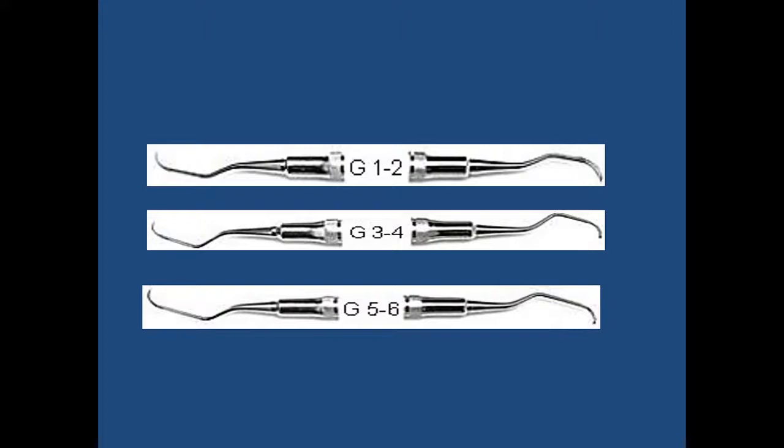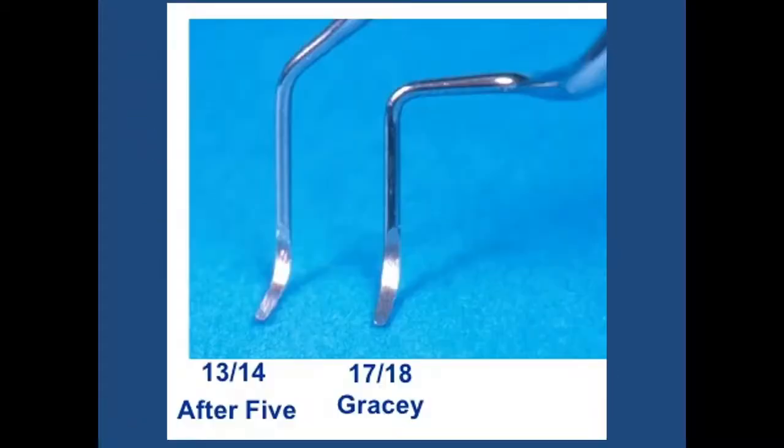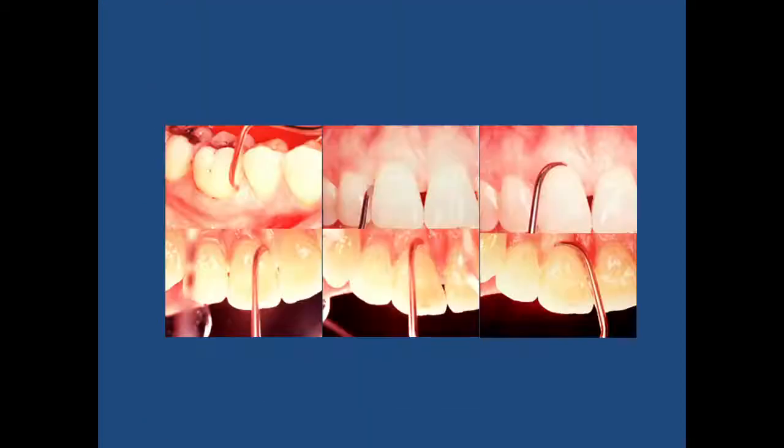When we identify any instrument, we will say it like this: it is the 1 and 2 Gracey curette for curettage of all surfaces of the anterior teeth. Okay, for example, 9 and 10. Yes, the 9 and 10 Gracey curette is used for scaling and root planing of the buccal and the lingual aspects on the posteriors. Okay.